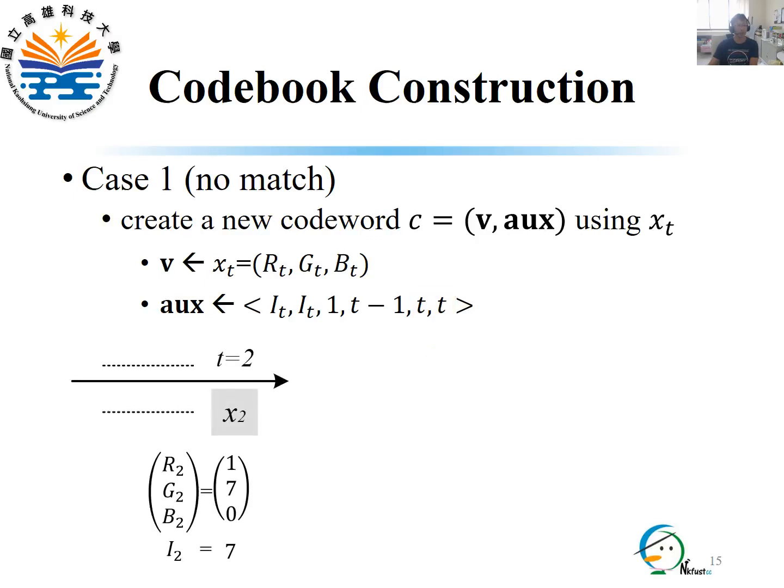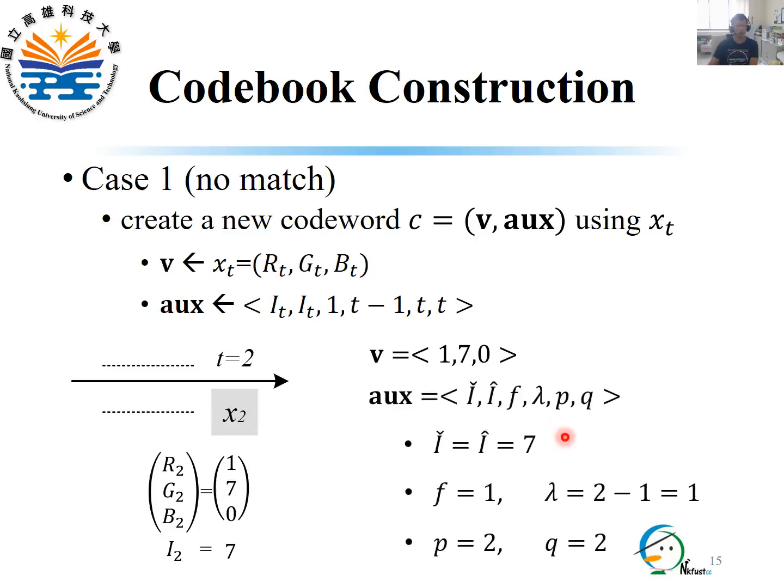For example, at time 2, no cohorts match X_2, whose RGB vector is 170 and the brightness is 7. The V of the newly created cohort is the same as X_2, equal to 170. Minima and maxima brightness are both 7. Frequency F is 1. Lambda is 2 minus 1 equal to 1. The first and the last access times P and Q are both 2.